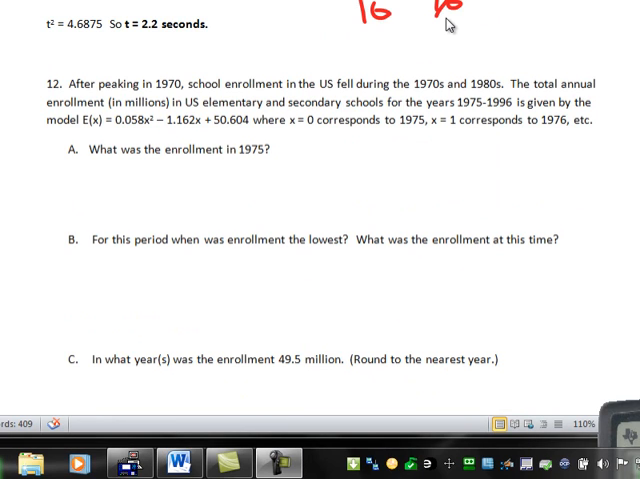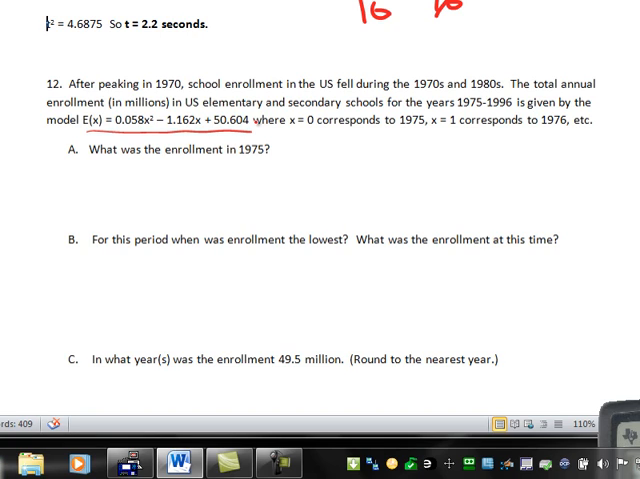After peaking in 1970, school enrollment in the U.S. fell during the 1970s and the 1980s. The total annual enrollment in millions in U.S. elementary and secondary schools for the years 1975 to 1996 is given by our model, E of x equals 0.058x squared minus 1.162x plus 50.604. x equals 0 corresponds to 1975, x equals 1, 1976, etc.